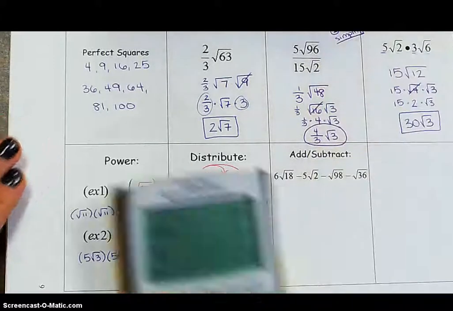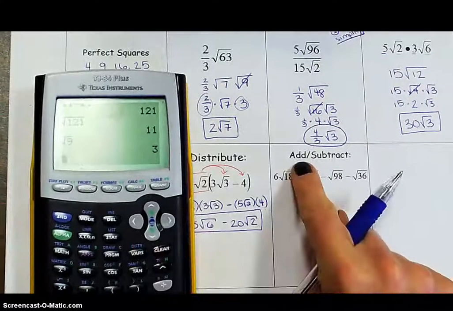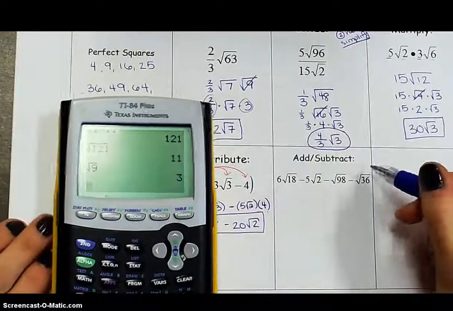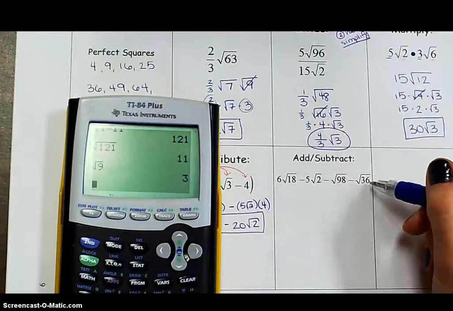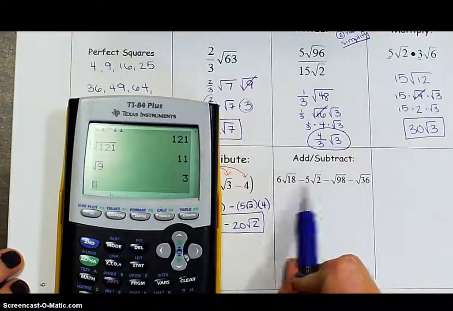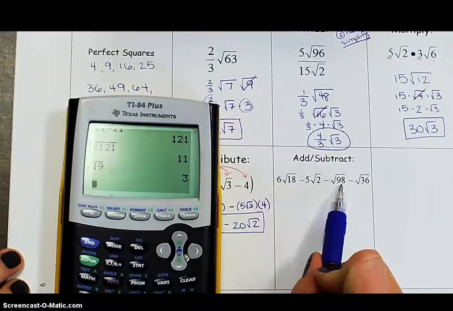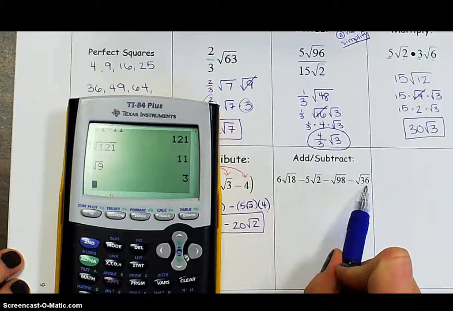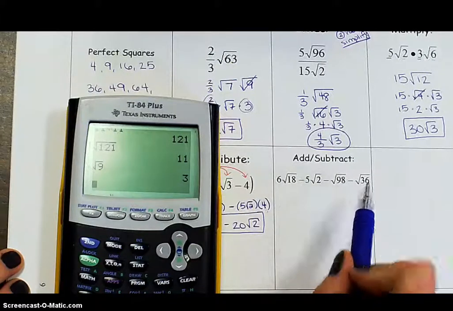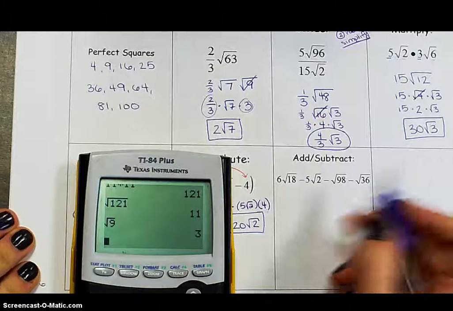Okay, next up, in our last one for today, to add and subtract. Okay, the first step is to simplify, and then you can combine your like terms. So if I take a look, I have radical 18, radical 2, radical 98, and radical 36. So none of these can be combined because they're all different underneath the radicals. So let's go ahead and simplify.